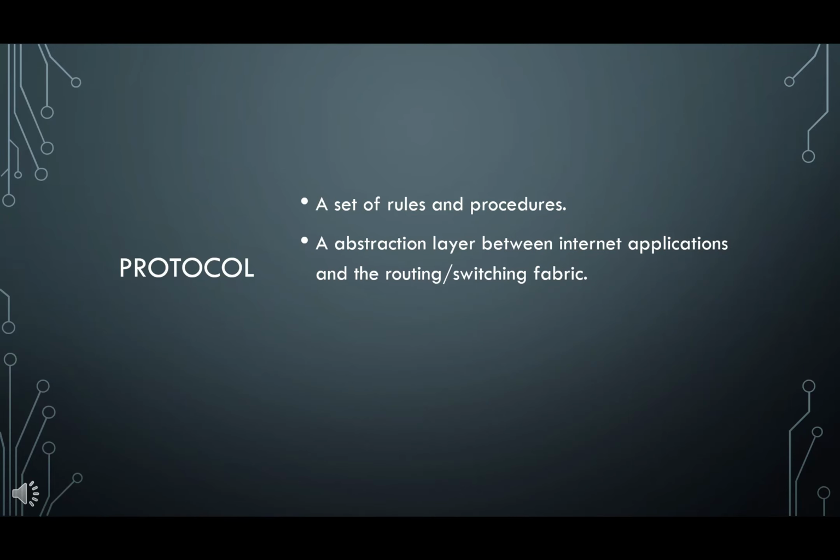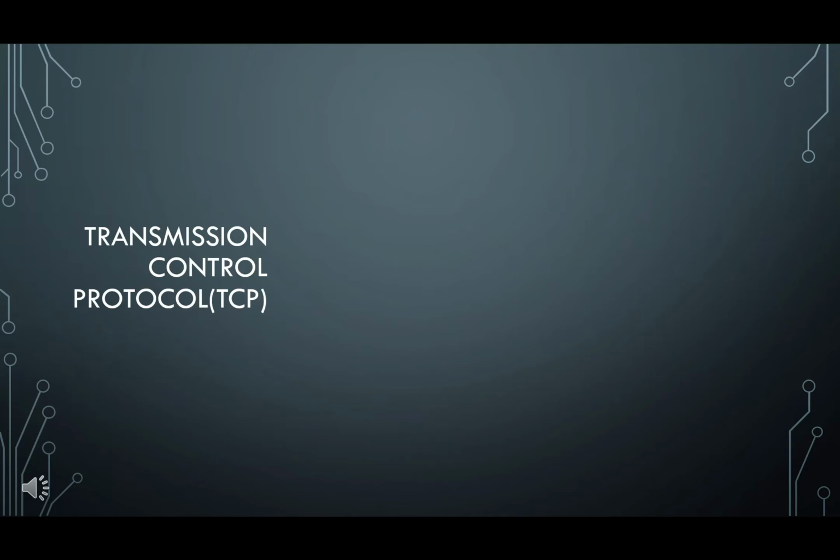A protocol is nothing but a set of rules and procedures. You can call it a standard definition for two parties; that's called a protocol. An abstraction layer between internet applications and the routing and switching fabric, that's a protocol. The next thing we are going to look at is the Transmission Control Protocol and the Internet Protocol: what each protocol stands for, and whether one can live without the other or not.